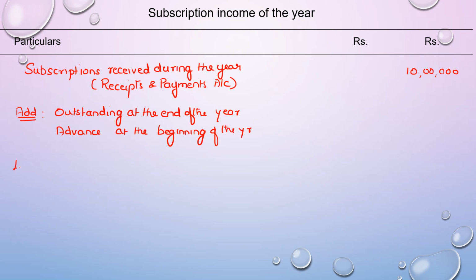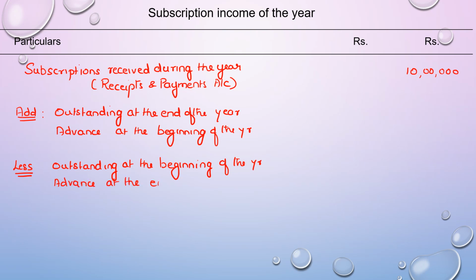And we have two subtract items, that is outstanding at the beginning of the year, and we have advance at the end of the year.